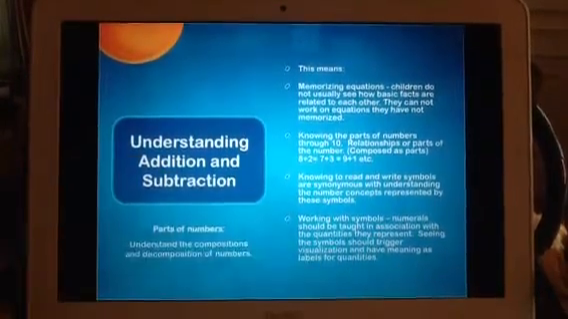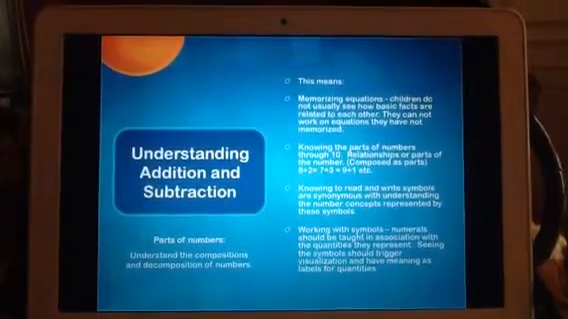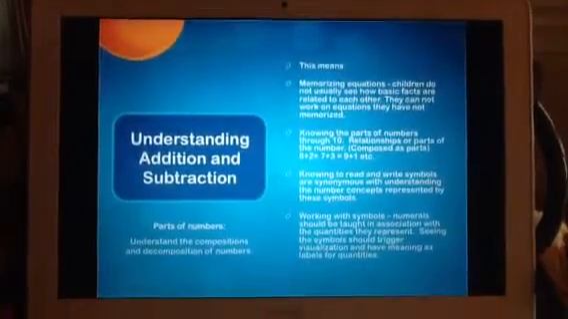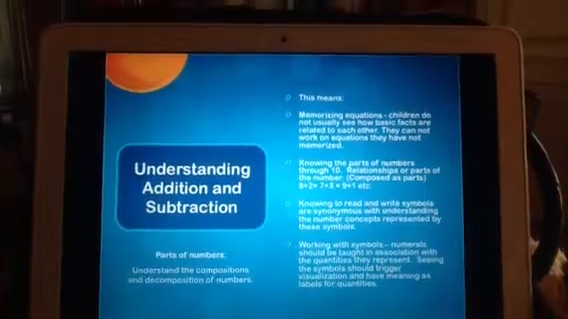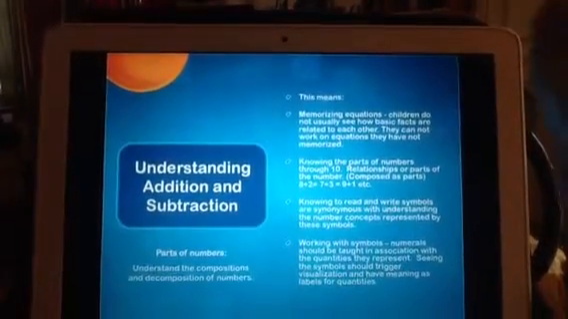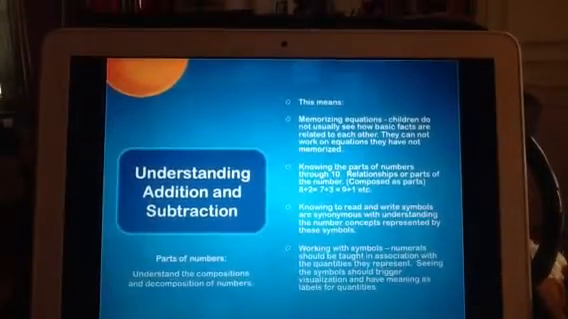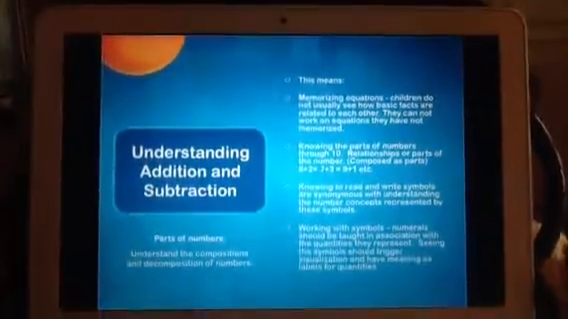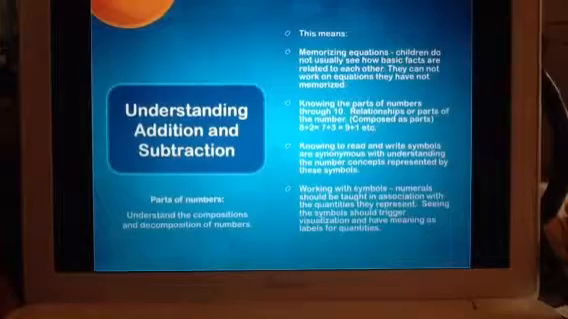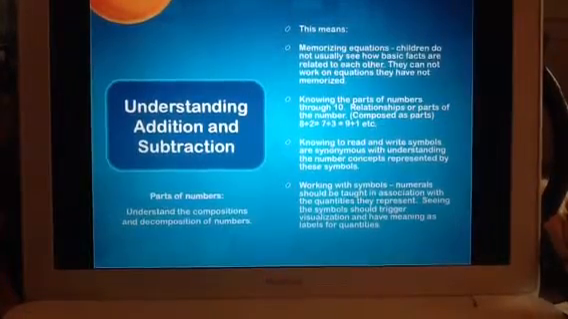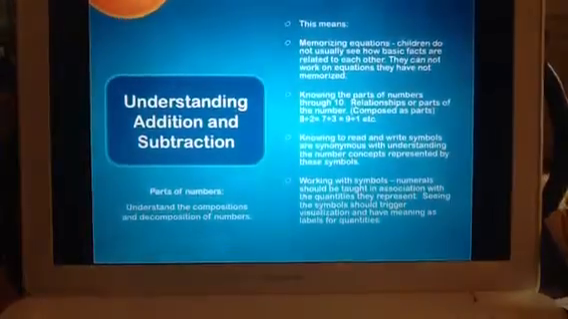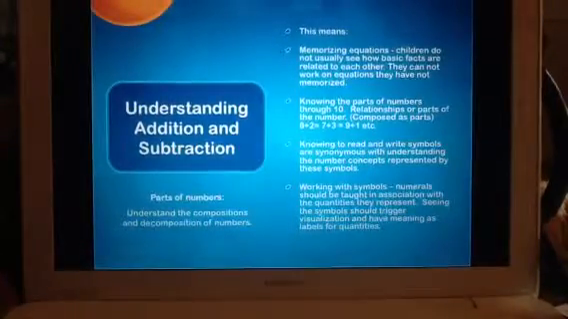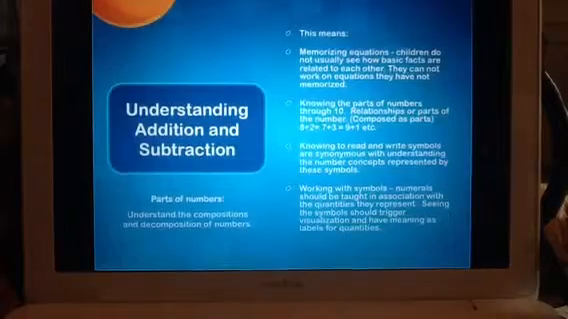Those connections. Knowing how to read and write symbols is synonymous with understanding the number concepts represented by these symbols. So what does a plus mean? What does a minus mean? How is equals related? And working with symbols is really important. That's why it's a recurring concept. Numerals should be taught in association with the quantities they represent. Seeing the symbols should trigger visualization and have meaning as labels for quantities.